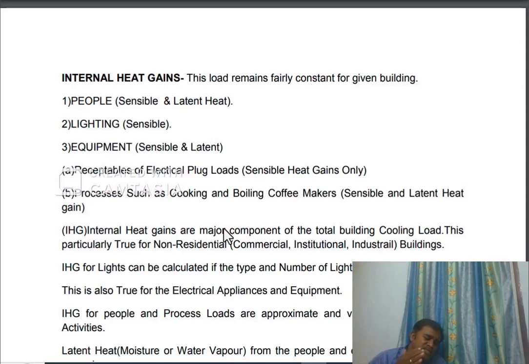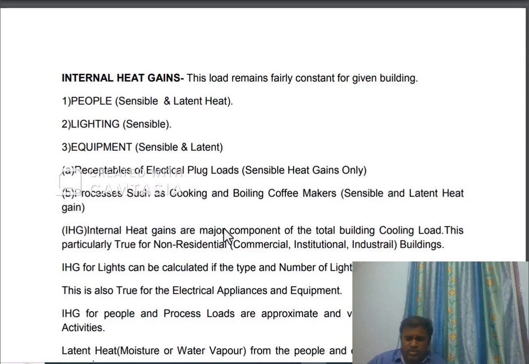So just now we have seen all the external heat gains. Now we are seeing the internal heat gains, meaning the internal heat gains, who and all are contributing sensible as well as latent heat. Only sensible, and sensible as well as latent.